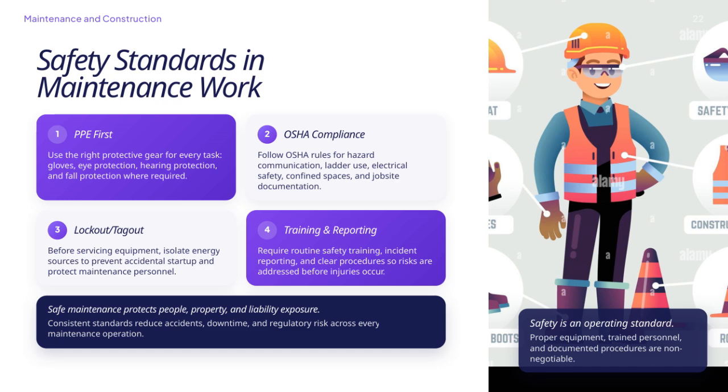Next, we need to ensure full compliance with OSHA regulations. This covers everything from hazard communication and safe ladder use to electrical safety, working in confined spaces, and maintaining proper job site documentation. Following these rules isn't optional. It's a fundamental part of running a safe maintenance operation.